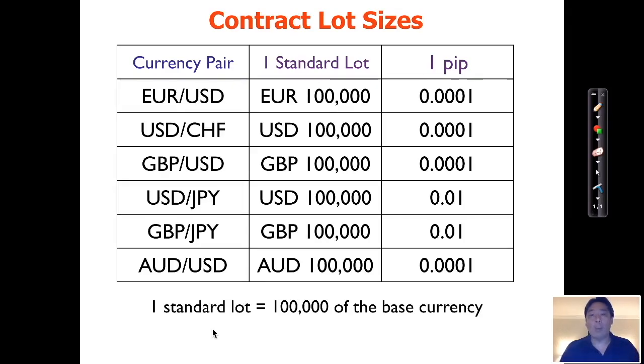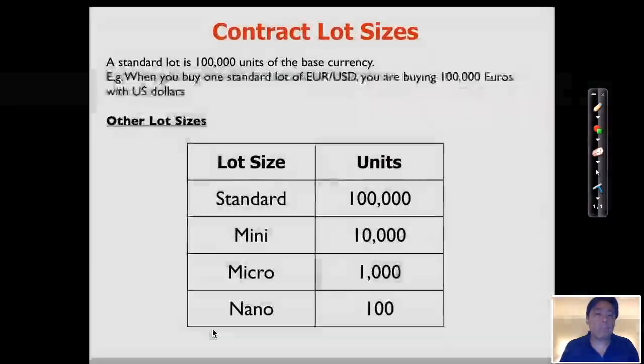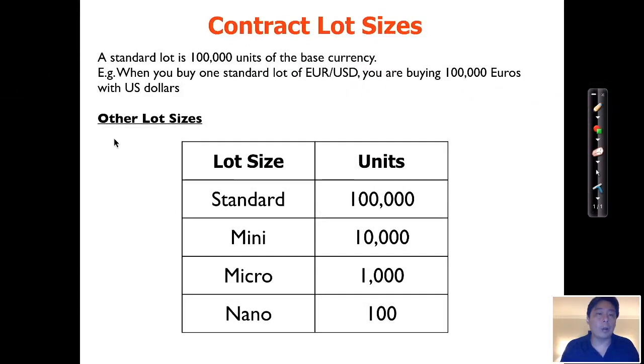Now, you don't have to buy 1 lot. You can buy less than 1 lot. Like I said, a standard lot is 100,000 of the base currency, and you can buy a mini lot, 10,000, a micro lot, 1,000, or a nano lot, 100. You don't have to remember the names of these. It's not important. What's important is to know how many units you have to buy and how you key in the lot size. Now it depends on the broker you use.